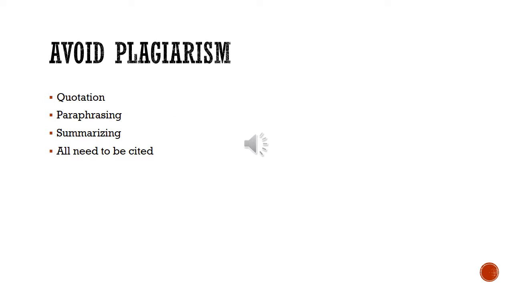Now, to avoid plagiarism, we need to do certain things. One, we can use quotation. Secondly, we can paraphrase. Thirdly, we can summarize. And all these three things need to be cited. So we'll go into detail and try to figure out what exactly we mean by quotation, paraphrasing, and summarizing.